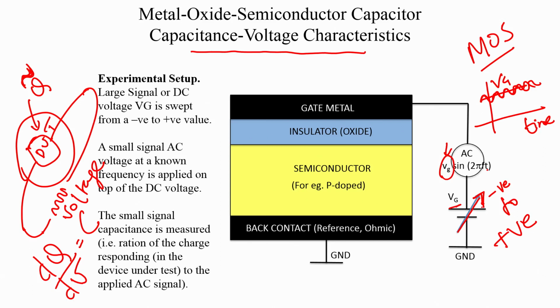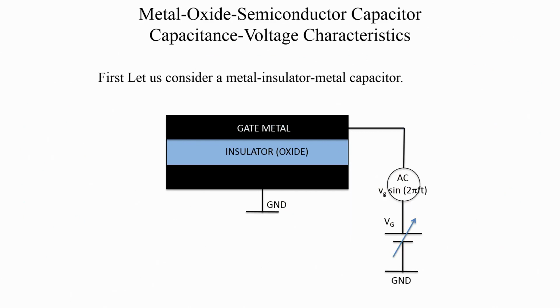Okay. So, first let us run our first experiment. Let us not worry about the MOS capacitor to start with. Let us start with a very traditional metal insulator metal parallel plate capacitor that all of you are very familiar with. So, let us say we were trying to build the MOS capacitor, but we forgot to put the semiconductor. Unfortunate, but we ended up with this structure here. So, you have the gate metal, you have the insulator, and you have another back contact.